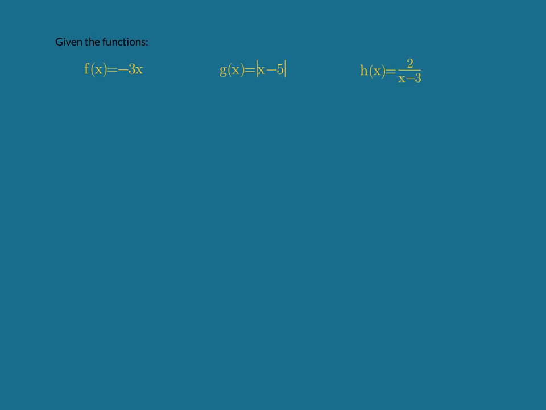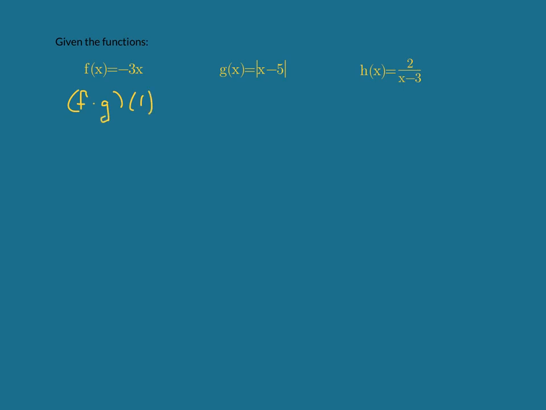In this problem, we are given three functions, f, g, and h. And we want to evaluate another function that uses two or possibly even three of these functions. So let's start with evaluating f times g of 1.